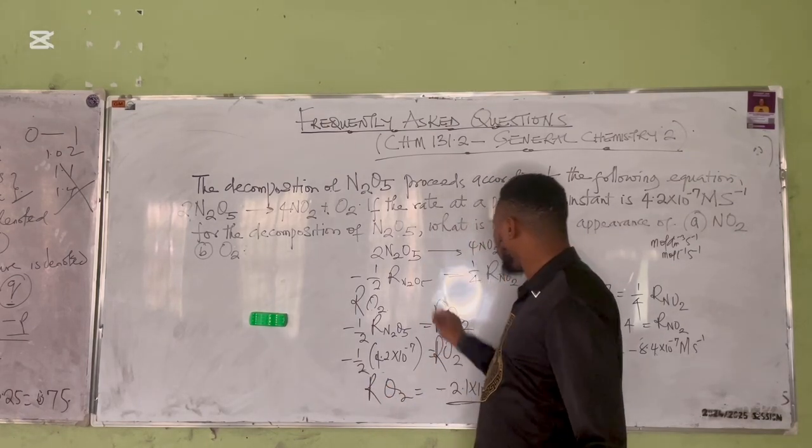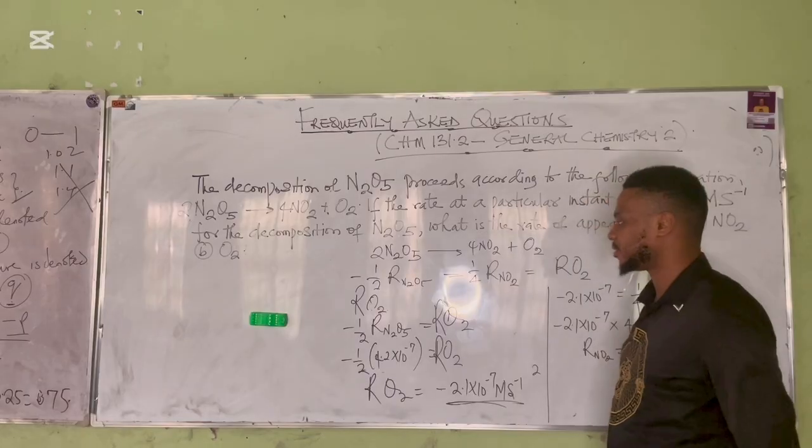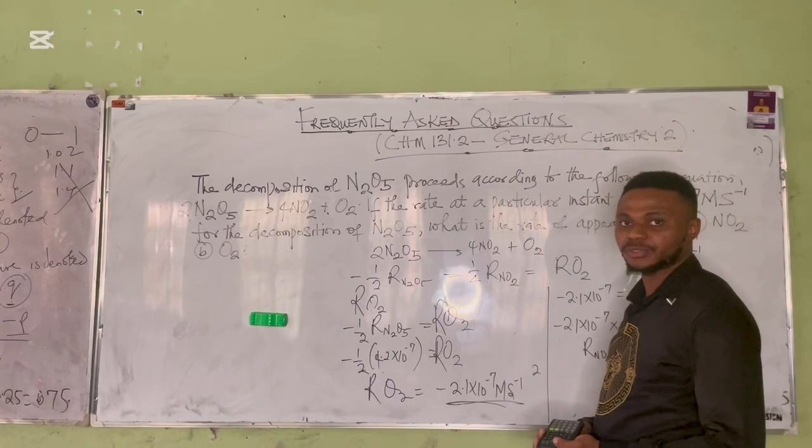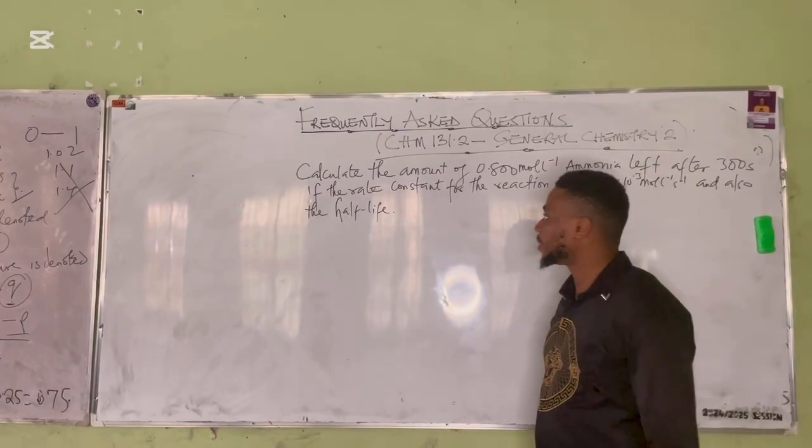Rate of O2. It's important to state that. So minus 2.1 times 10 raised to the power minus 7 molar per second. Alright, so we have another question.